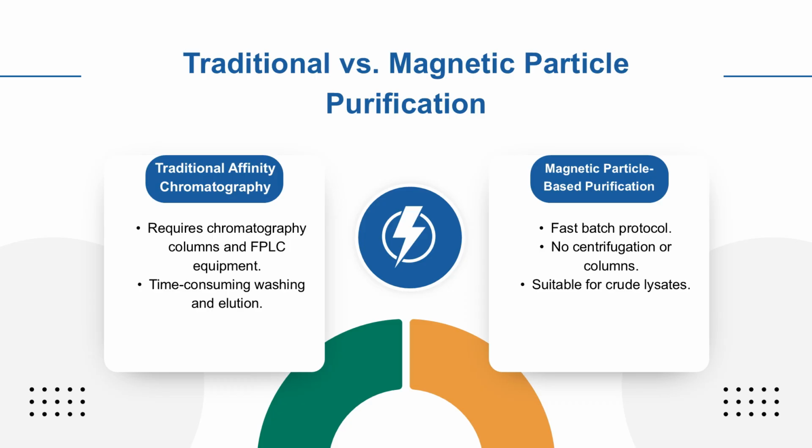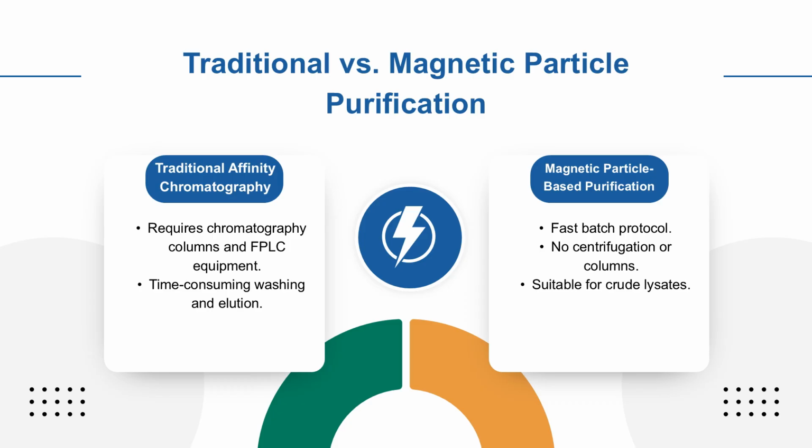Magnetic particle-based purification is revolutionizing this process. Instead of relying on packed columns, magnetic beads offer a faster, simpler alternative. The magnetic particles are functionalized with ligands that capture target proteins from a lysate. Once binding is complete, a magnet is used to quickly pull the beads and the bound proteins out of solution.